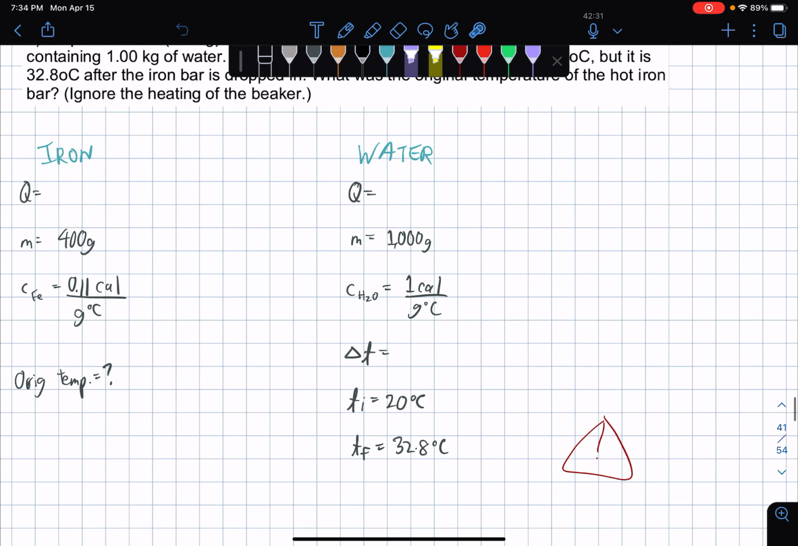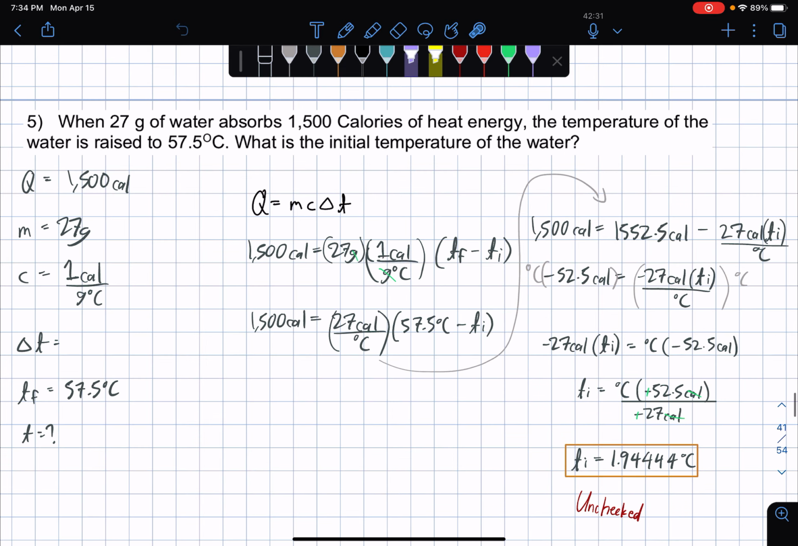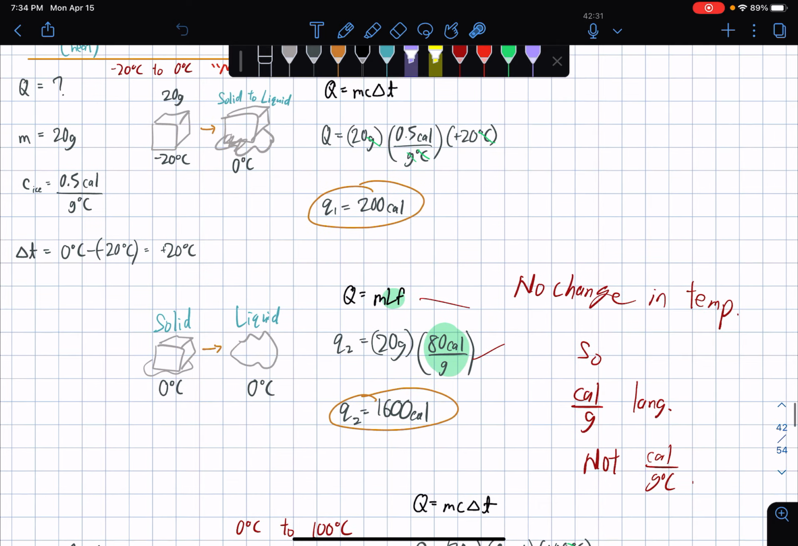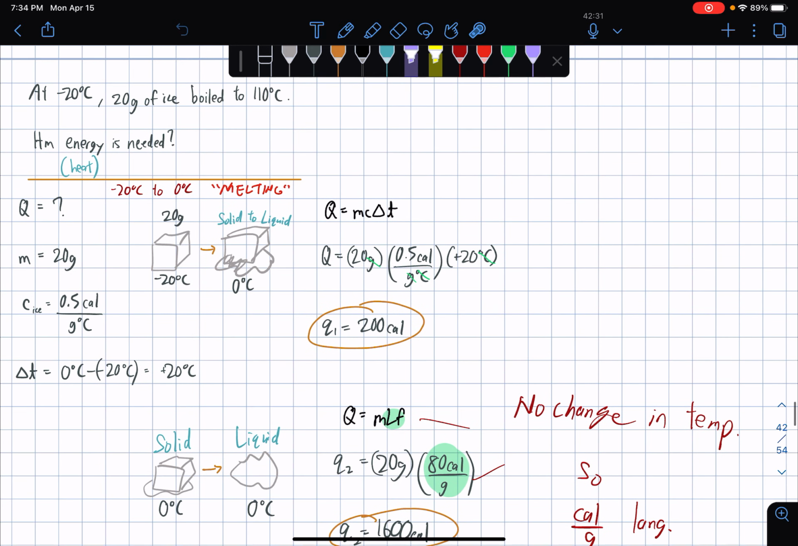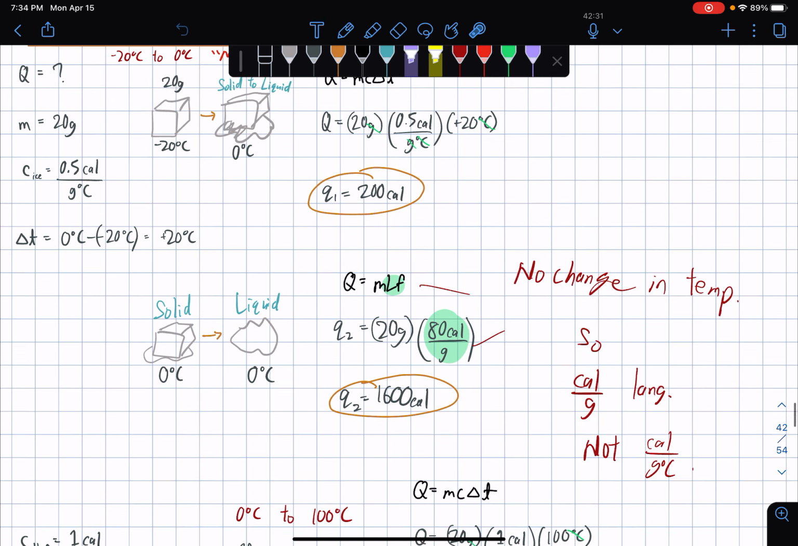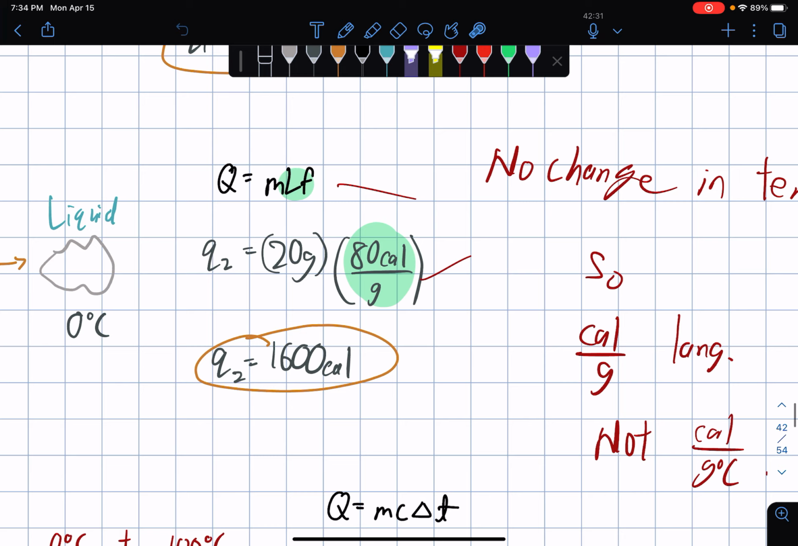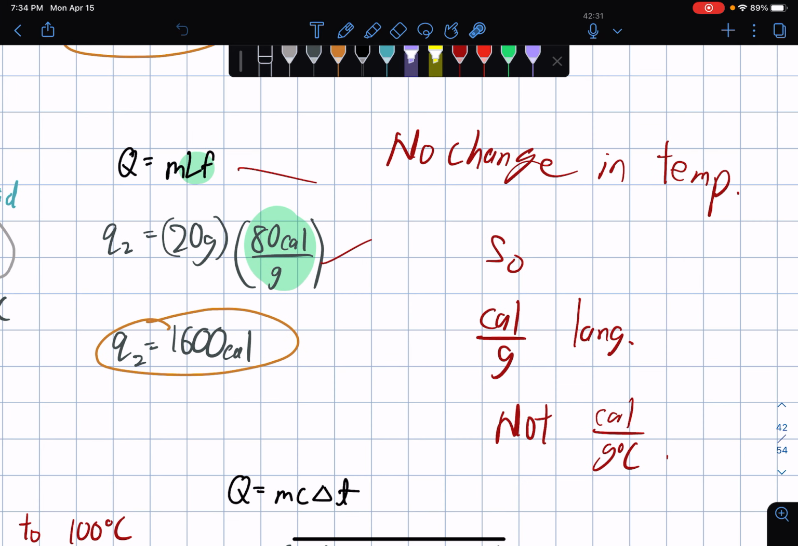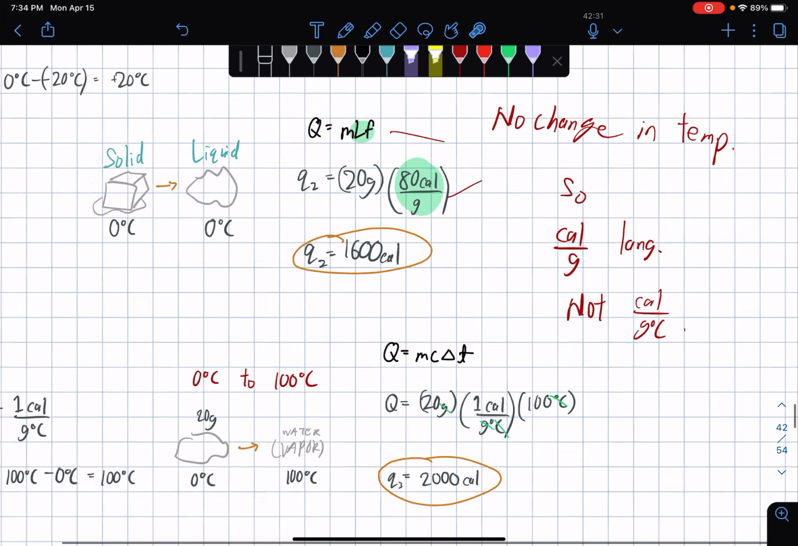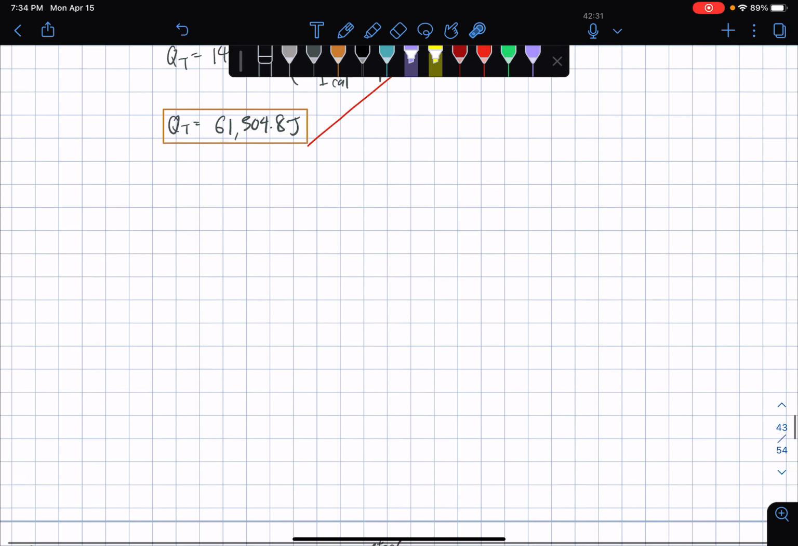Spoiler alert, the answers are already here, but we'll be solving them. The solution is more important because without it, the answer is pointless. Ah, yes, this is what I was emphasizing earlier. If it's latent heat of fusion or latent heat of vaporization, either of the two, the unit is only calories over grams, not calories over grams times degrees Celsius.